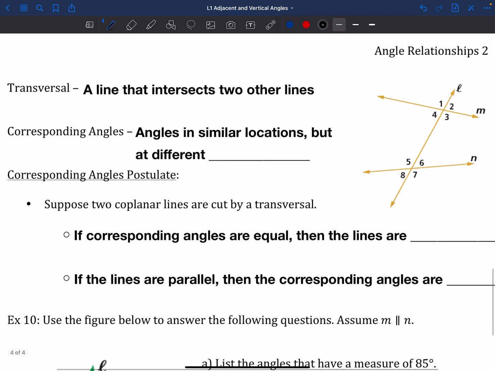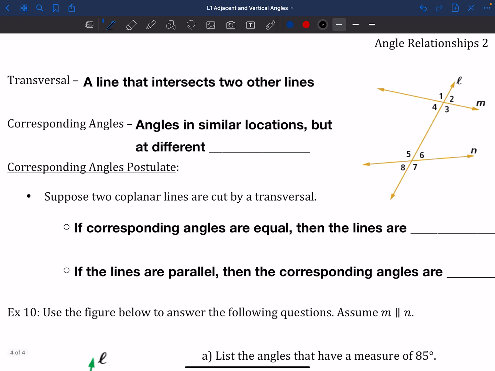All right, we're almost there. So we have a transversal, right? A transversal is just a line that intersects two other lines. So in this diagram right here, the transversal is that line, fancy L, which kind of looks like an E a little bit. But that's all a transversal is, just crossing other lines. When we're talking about corresponding angles, this is another one that I find people have a little bit of trouble with, so make sure that you're listening up for this piece. When you have corresponding angles, they are angles that are in similar locations but at different intersections.